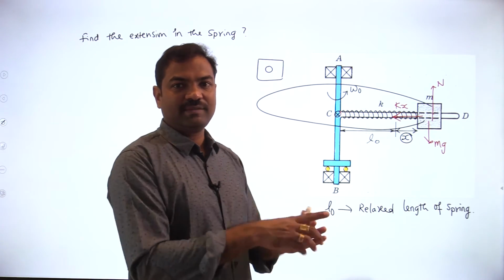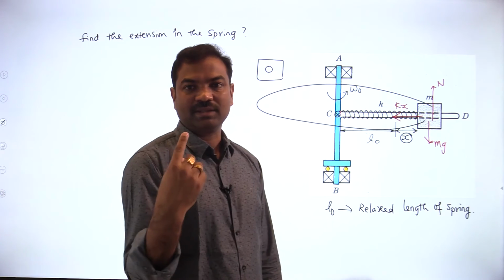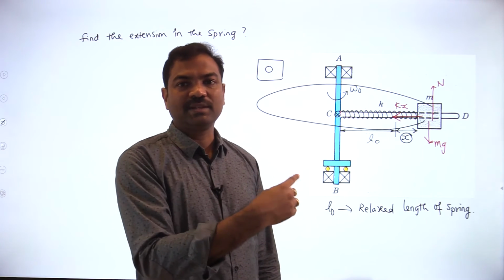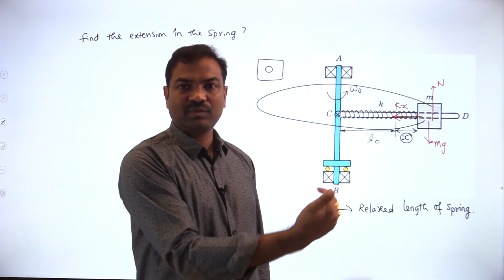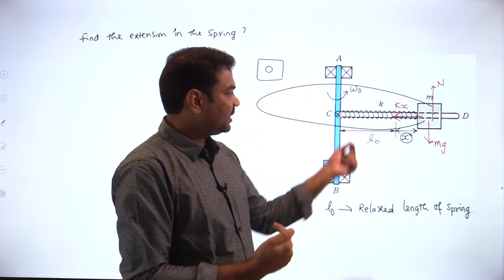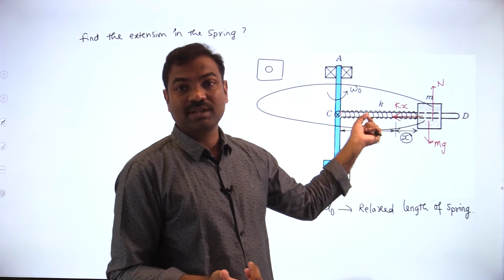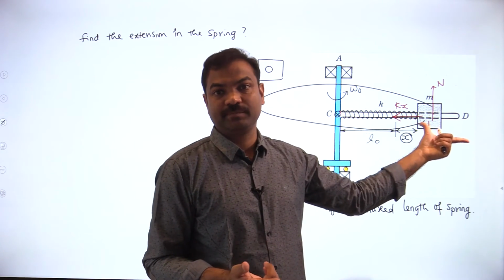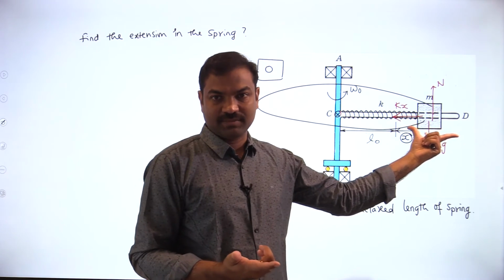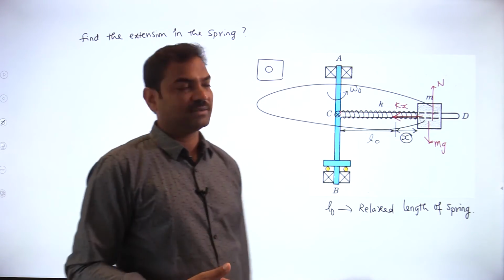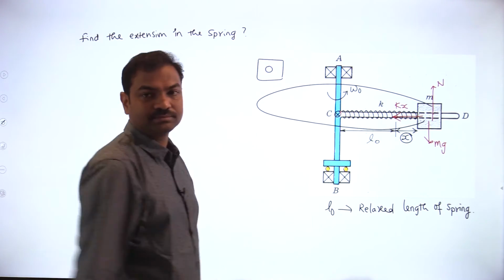You understood? See, we want to move the block in a circular path. As the block is going in a circular path, there should be some centripetal force, meaning some force should act towards the center. So whenever the spring is extended, force will act towards the center. That's why the spring will extend, so that the block will go in a circular path along with that shaft, you can say.